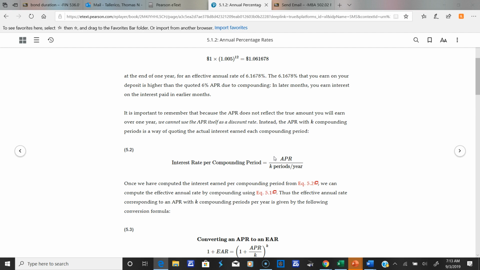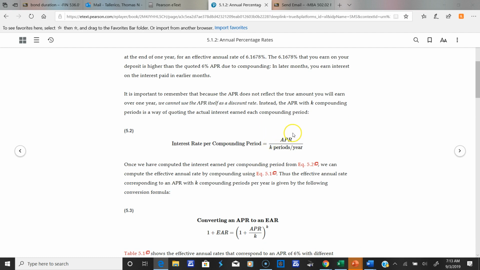It is important to remember that because the APR does not reflect the true amount you will earn over 1 year, we cannot use the APR itself as a discount rate. Instead, the APR with K compounding periods is a way of quoting the actual earned income, interest earned each compounding period. So you'll notice here, this is not effective. They're taking the APR and they're finding out what the APR is per month or per period, right?